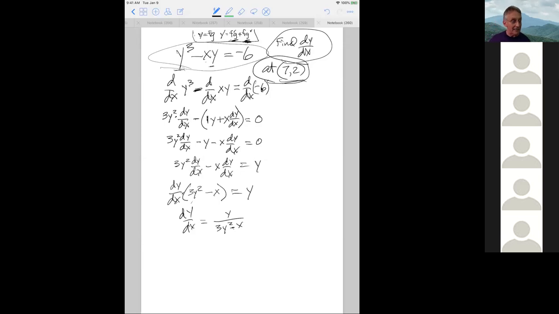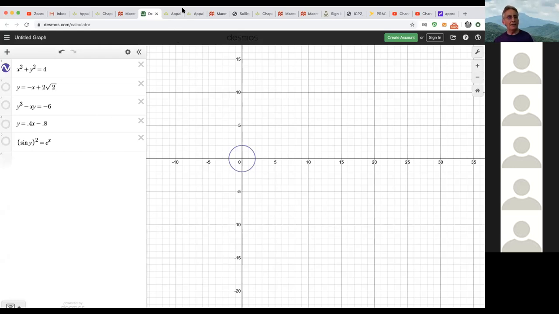Let's look on Desmos and see what this thing looks like. I had it up a minute ago and it is gone. And so I will do it again here. Get Desmos up here and go to that. Okay, and now I go to Desmos. And you'll check this out, you guys.